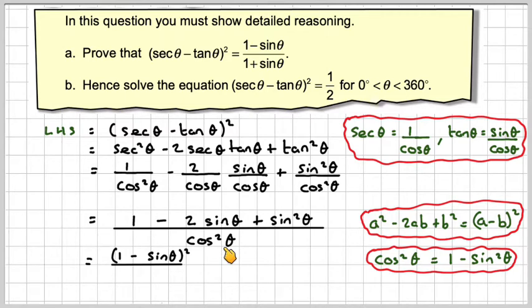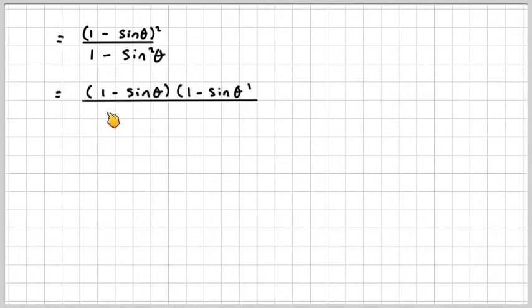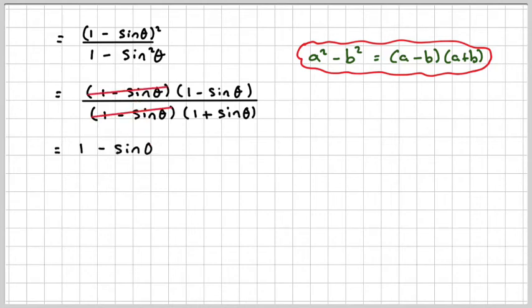And then replacing cos squared theta as 1 minus sine squared theta, we get cos squared becoming 1 minus sine squared theta. Writing that out again. Right, here we've got the difference of two squares. So the top we're just going to write as (1 minus sine theta)(1 minus sine theta). But we know that a squared minus b squared is equal to (a minus b)(a plus b). So we've got 1 squared minus sine squared, so we can write that as (1 minus sine theta)(1 plus sine theta). Here we can see that these two are going to cancel out, and we're left with what we were asked to prove, which is (1 minus sine theta) divided by (1 plus sine theta). It's equal to the right-hand side.